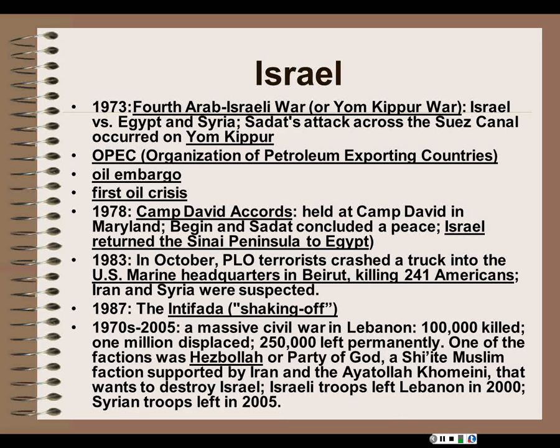The PLO was involved in terrorist activities around the world. As an example of that, in October of 1983, PLO terrorists crashed a truck into the U.S. Marine headquarters in Beirut in Lebanon, killing 241 Americans. Iran and Syria were suspected at that time.